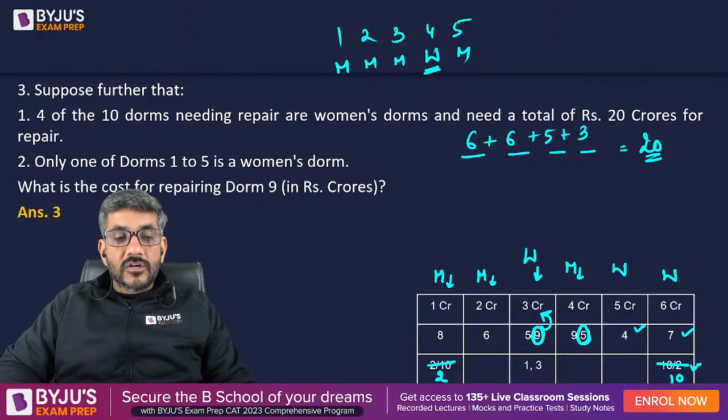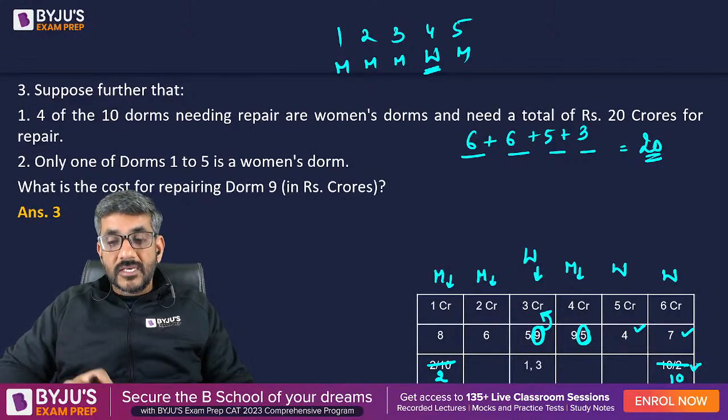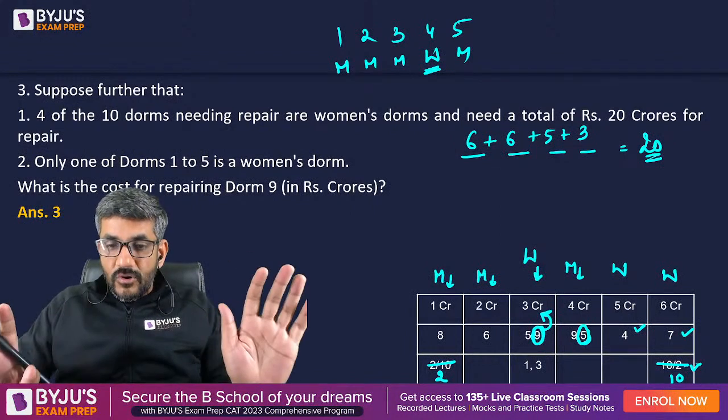3 crores is the cost of this particular DOM. That is the answer for this question. I am sure this is also understood. It's a simple question, as we said, right? Once the table is there, we are able to do them very fast. Is this clear to all of you?